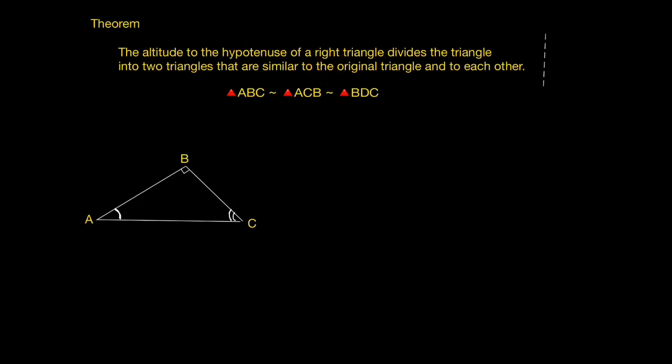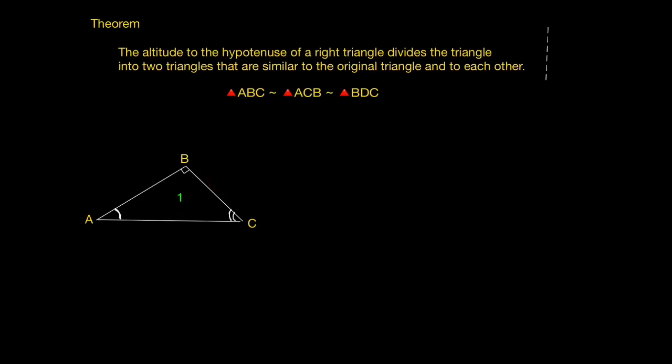So take into consideration this right triangle below. We have triangle ABC and it's a right triangle because it has this square tick mark. And I'm going to label this triangle as 1. And keep in mind that this is the original copy.